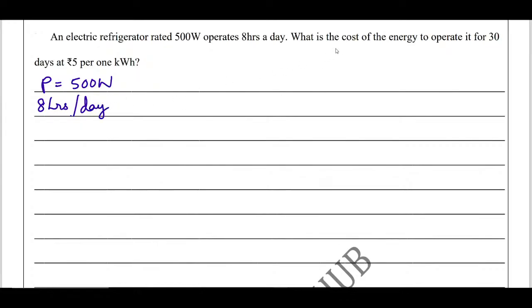What is the cost of energy to operate it for 30 days? Number of days is 30 days. What is the cost of the energy to operate it for 30 days at rupees 5 per 1 kilowatt hour? Students, the first step you should do is calculate the total energy.